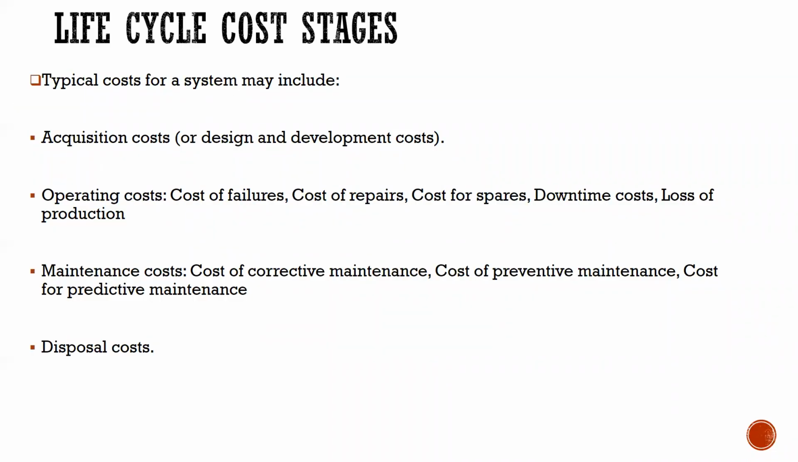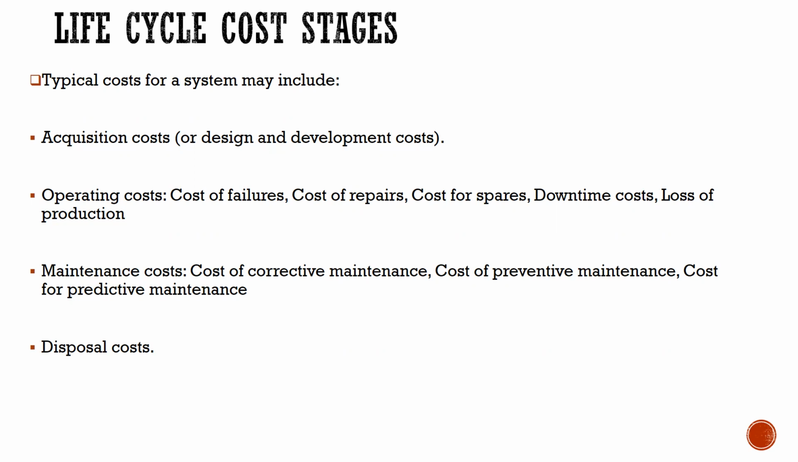Life cycle cost stages. We have about 3 to 4 stages that are involved in the life cycle cost. One, we have acquisition cost. This acquisition cost is the first stage of life cycle cost. You need to know how much it will cost you to design the product. That is, you must spend money for design, or for the research and development of a project or a product or a system that you want to make.